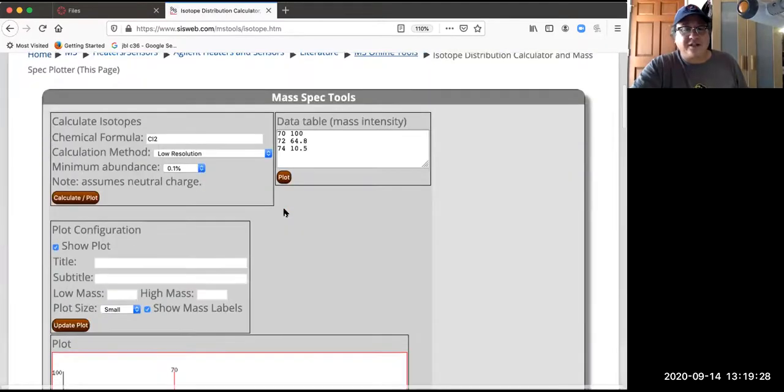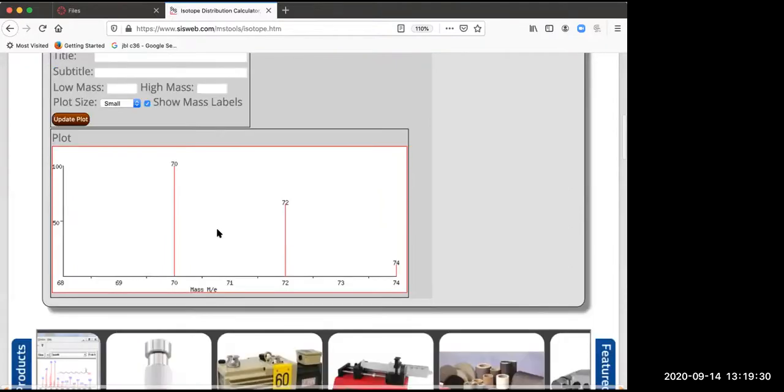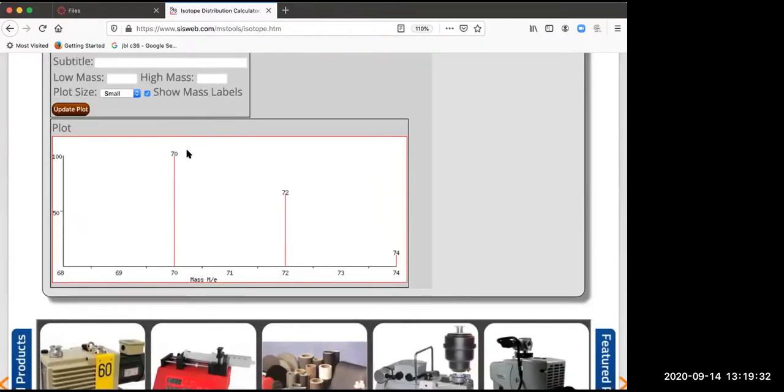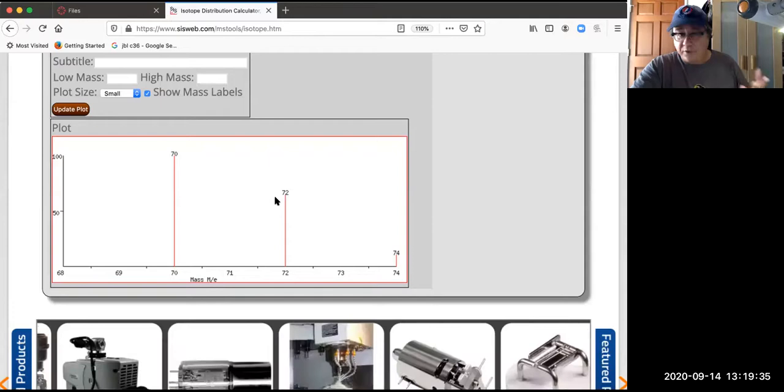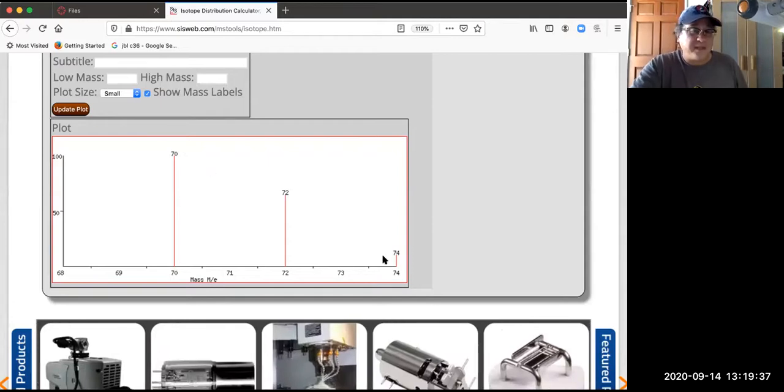Oh, take a look. Ooh. 70 is the largest. 72 is pretty close to that one. And then 74 is the shortest.